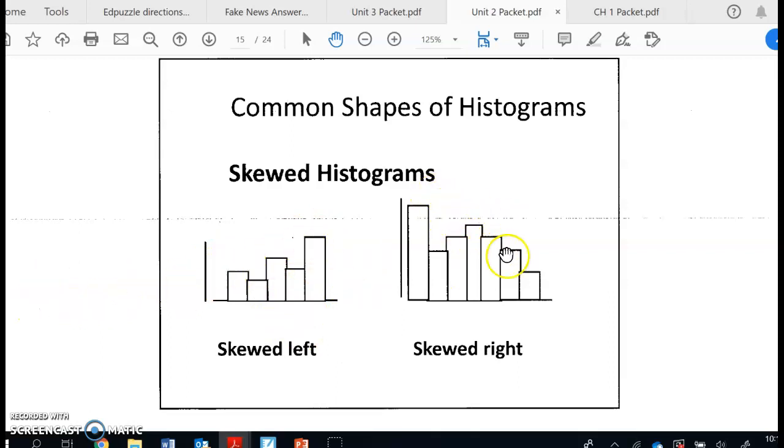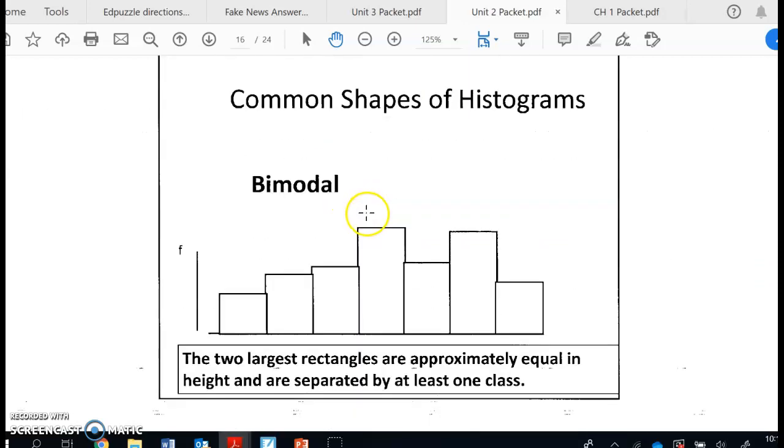Where's the tail? Where's it falling off to? Think of it like a dragon or a dinosaur. Where's the tail going? Skewed to the right. Okay? Bimodal is when you have 2 peaks. Bi means 2. Bimodal, modal means mode, or the most occurring thing. So you could have skewed data that is also labeled as bimodal.